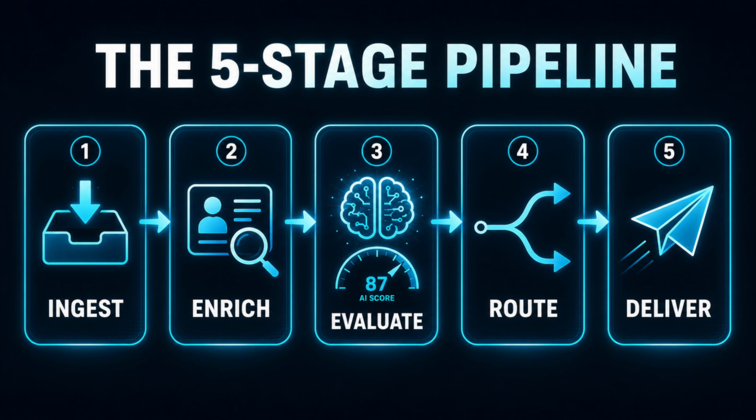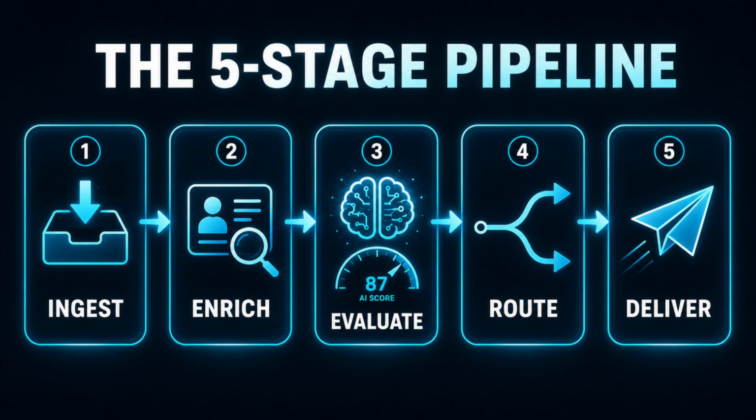These are the 5 stages we are building. As you can see on this diagram, we will ingest the data that will be received from the form. We will enrich it by using apollo.io. Then we will evaluate using OpenAI model. We will route it and deliver to Slack. So 5 nodes, each does one thing. That's the whole architecture. So let's begin.